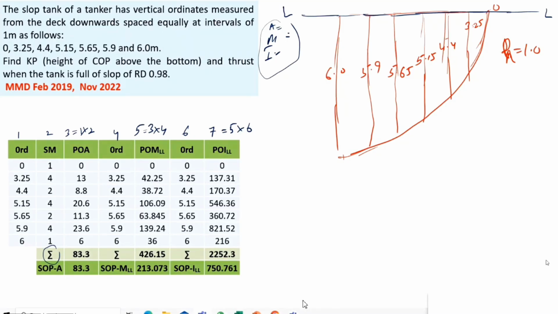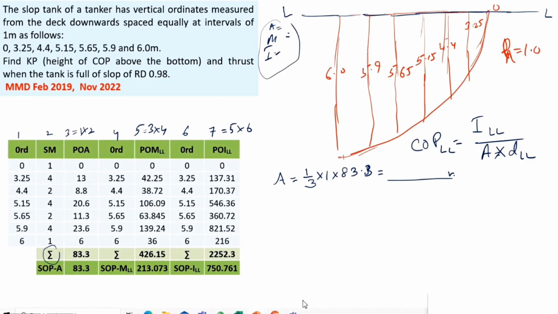Yes, sir. For COP, I need the COP-LL formula. I need ILL, which I can get directly. I need area. And I need DLL. So let me get area and DLL first. Area, we have used in this one rule 1 coefficient 1/3, common interval 1 meter given in the question, into SOP area 83.3. How much is the area we are getting, guys? 27.778, is it? Yes, sir. Okay.